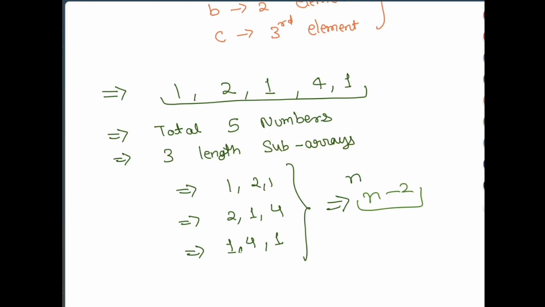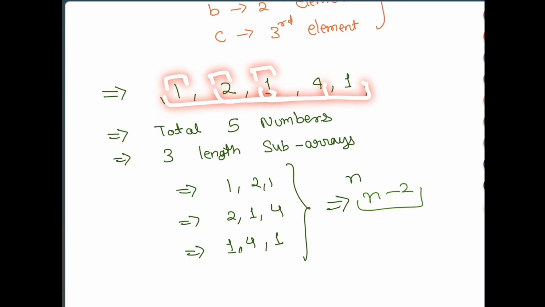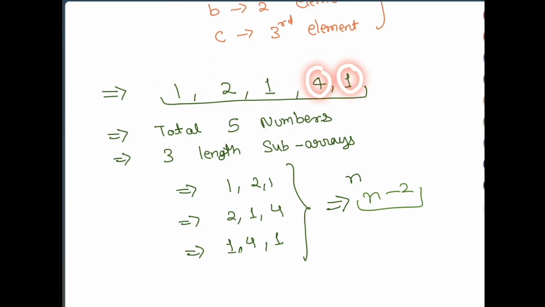That's because, let's take an example of this. If you start at this point, then the 3 length subarray will be 1, 2, 1. If you start at this point, it will be 2, 1, 4. And if you start with this point, it will be 1, 4, 1. And if you start with this point, you will not be able to form a subarray of length 3 because you just have 2 elements left, this 4 and this 1. You need at least 3 elements, right? So the last element to give you a 3 length subarray is going to be at this index, but any element after this is not going to give you 3 length subarrays. So we just need to run a loop in our array, but we need to make sure that we run the loop till n minus 2 and not more than that.